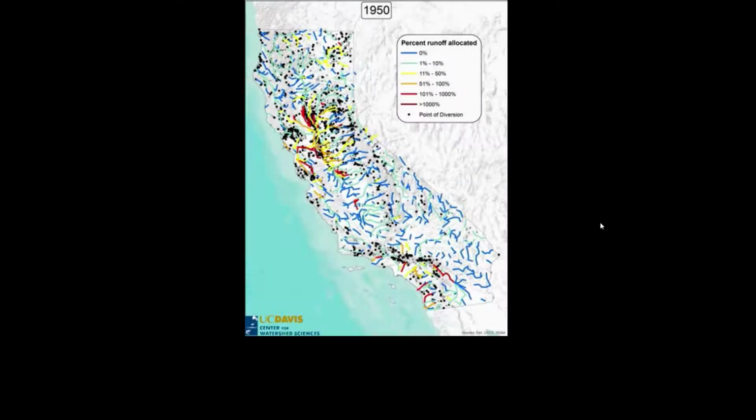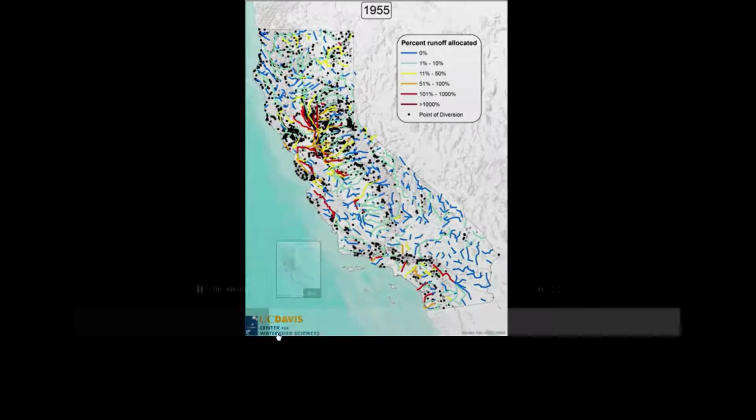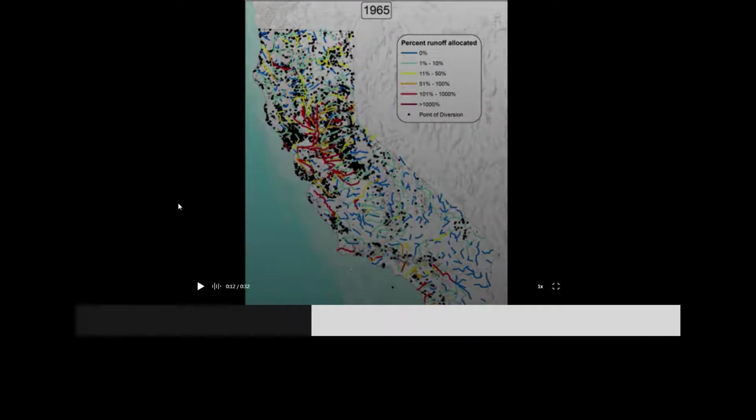And you can see the black dots are, let's see if I can pause this. The black dots are points of diversion, and then the color code is the percent of runoff. So that's the flow available is runoff. How much percentage of that is allocated? So blue is 0%. So you've got these rivers up here in the north with lots and lots of water in 1965. 0% is allocated.